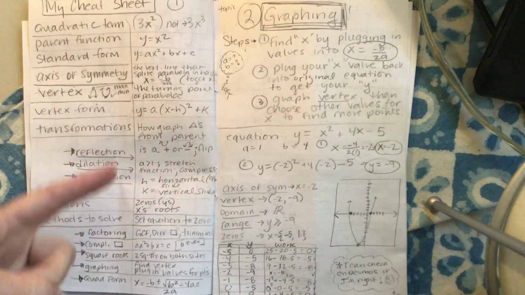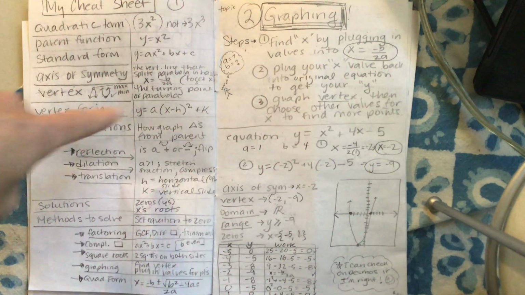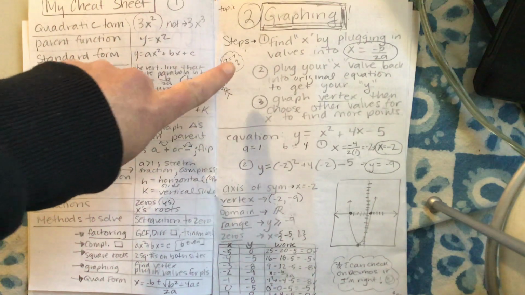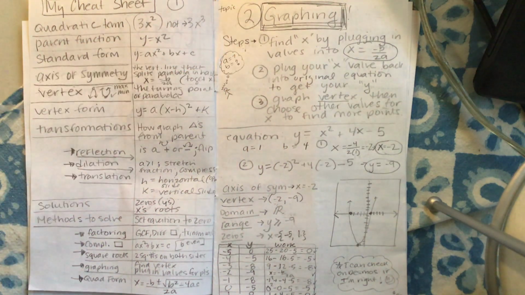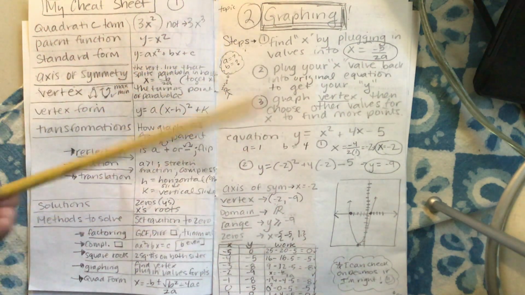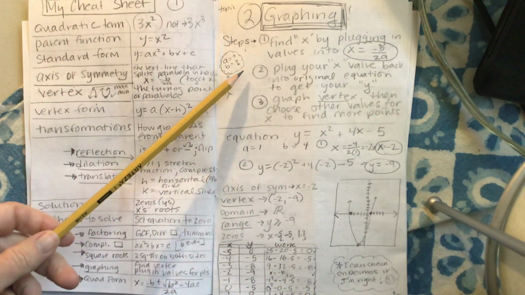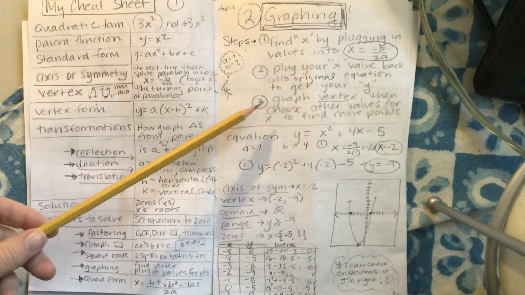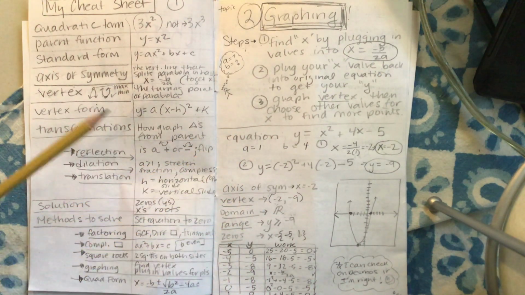Okay, so graphing on the right side, here's the next topic, it's graphing. And I've gone over it several times, but here are the steps. You want to find your x first of an equation, by plugging in the values, using that axis of symmetry formula, x equals negative b over 2a. It's very helpful. Once you get your x, you want to plug it back into the original equation to get your y value. That's your vertex. You're going to graph that vertex, and then you're going to create this table of values, which I did down here.